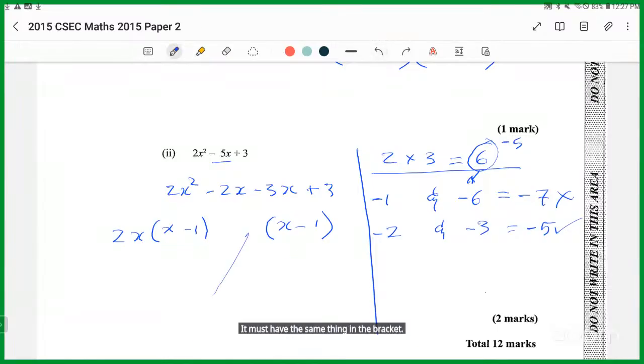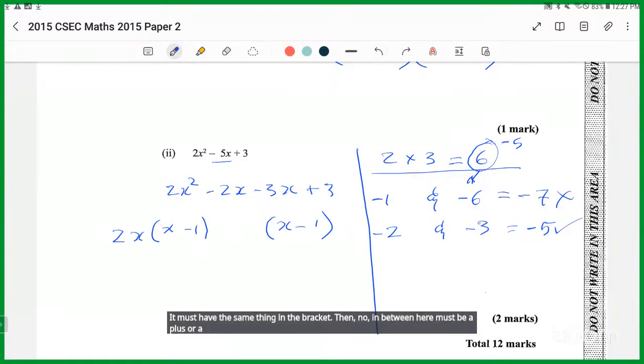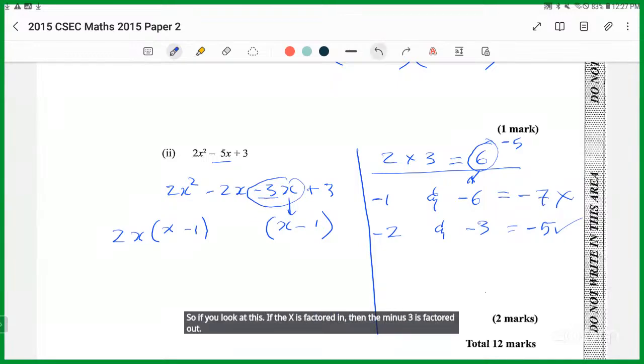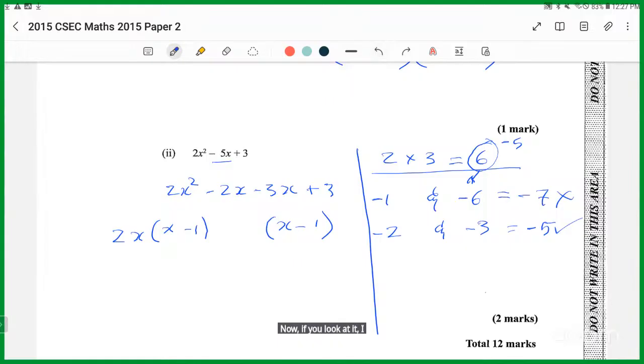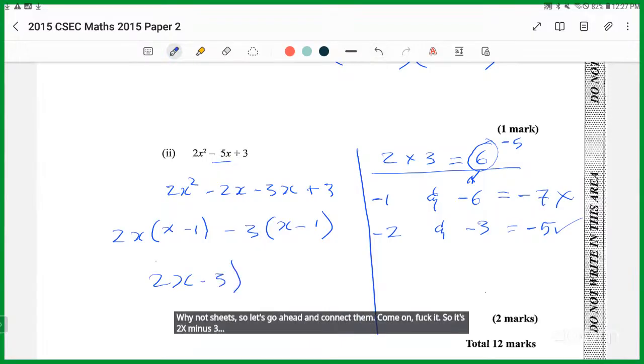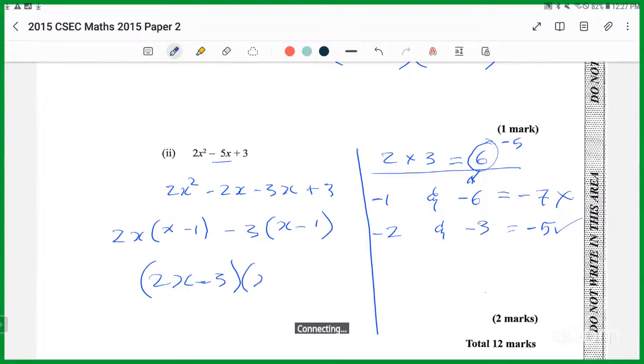Then in between here must be a plus or minus a value. If the x is factored in, then the minus 3 is factored out. Another way to get it is to divide this 3 by this negative 1. 3 divided by negative 1 is negative 3. You have this common factor now of x minus 1, and it is connected with the 2x minus 3. So let's connect them: it's 2x minus 3 connecting x minus 1. And that is it, that factorizes it completely, and that finishes that question.